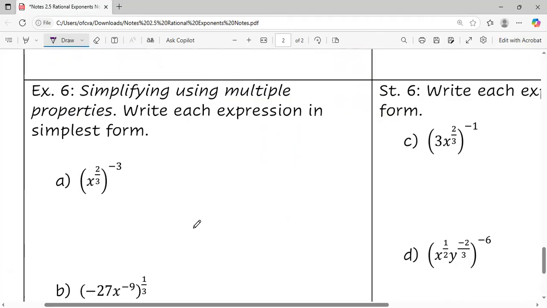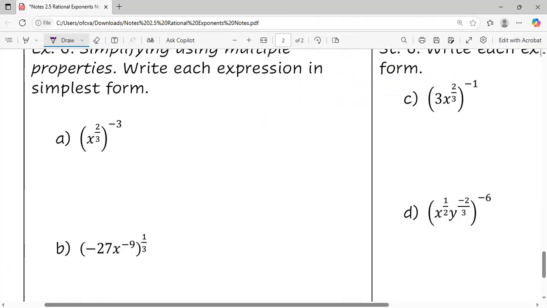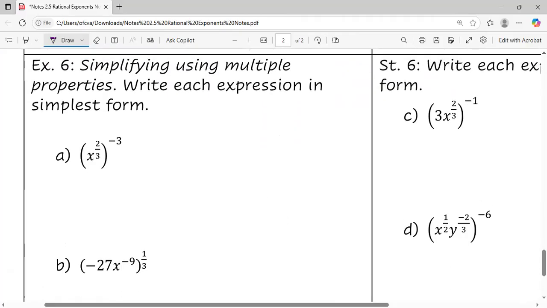Maybe not all of them, but it'll throw a couple of them together. So you can really use the properties in any order you want as long as you understand how to manipulate them. So, simplifying using multiple properties, it says to write each expression in simplest form. It doesn't tell you what format to leave it.